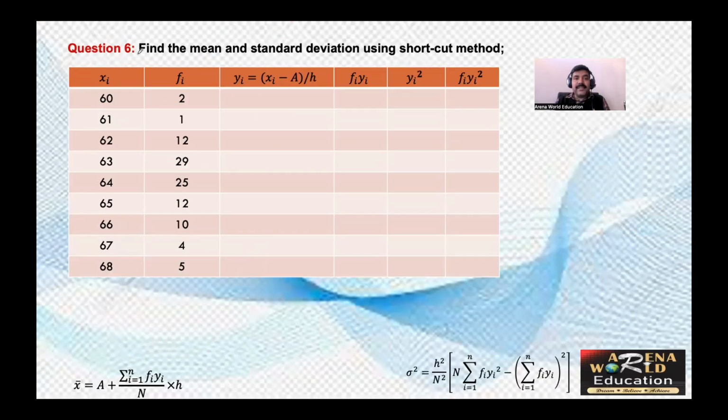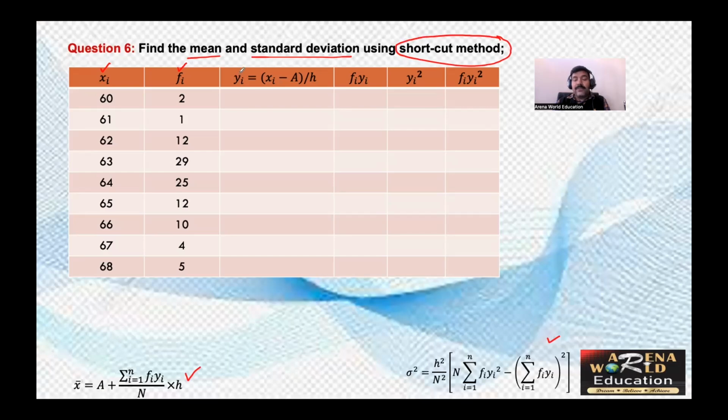In question number 6, we have to find the mean and standard deviation using the shortcut method, right? Xi and Fi are given. And we know if we have to find mean, so simply mean is what? Summation Fi Xi divided by summation Fi. But here we have to find mean and standard deviation by using the shortcut method. This is the formula to find mean by using the shortcut method, right? And this is the formula to find variance. Standard deviation is what? We will find its square root.